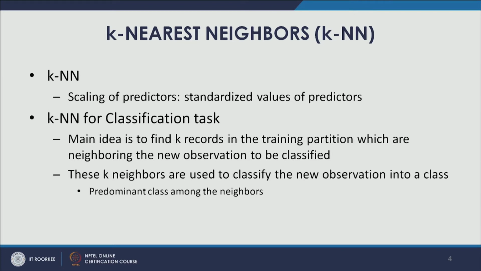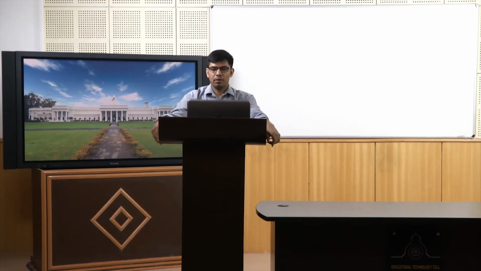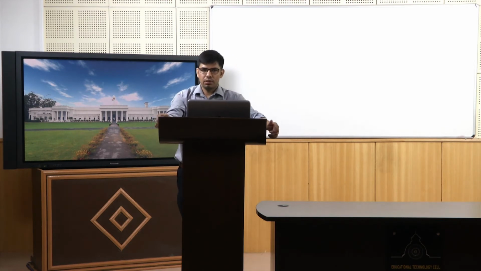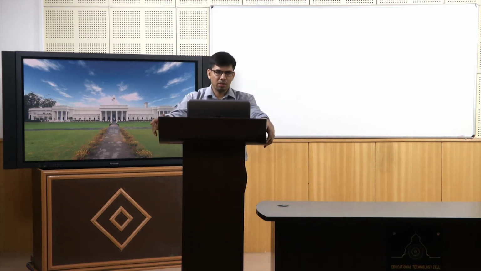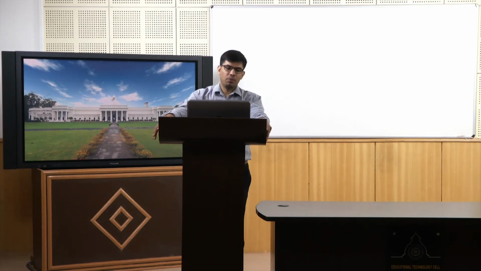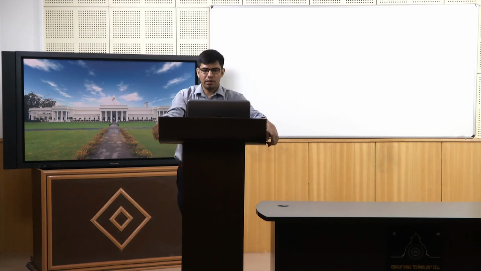Now these k neighbors are then used to classify the new observation into a class. Typically the predominant class among the neighbors is assigned as the class of the new observation. So these are the two main steps for KNN, especially for the classification task. Let's move forward. The next important point is finding neighbors and then performing this classification.